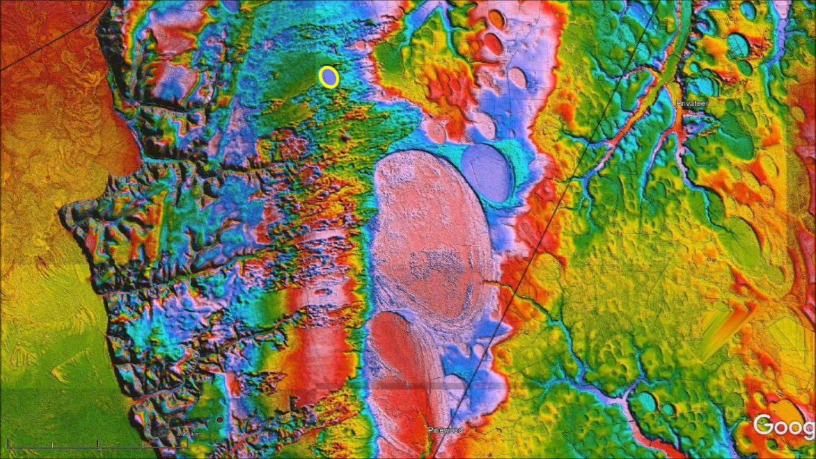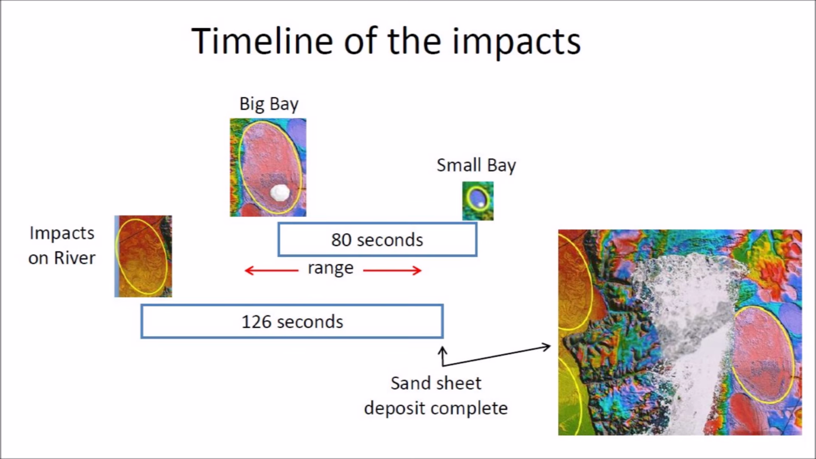A small ice projectile with a trajectory of 327 kilometers above the surface of the Earth impacted the sand sheet shortly after its formation. The time between the formation of Big Bay and the small bay was 80 seconds. In summary, the time between the formation of Big Bay and the small bay is 80 seconds. The time to deposit the sand sheet after the impacts on the river is 126 seconds.